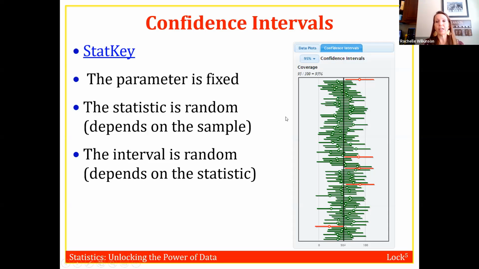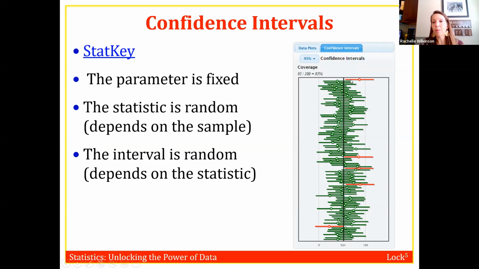Parameter value is fixed. So looking at my picture over here, what I have is a whole bunch of different samples, and each one of these little lines represents the confidence interval that was computed based on that sample statistic. The little white dot in the middle of the line would be my sample statistic, and the lines that extend on either side represent the width of my confidence interval. So when that interval has the black line in it, then it's green, because that means that interval contained the true value of the parameter.